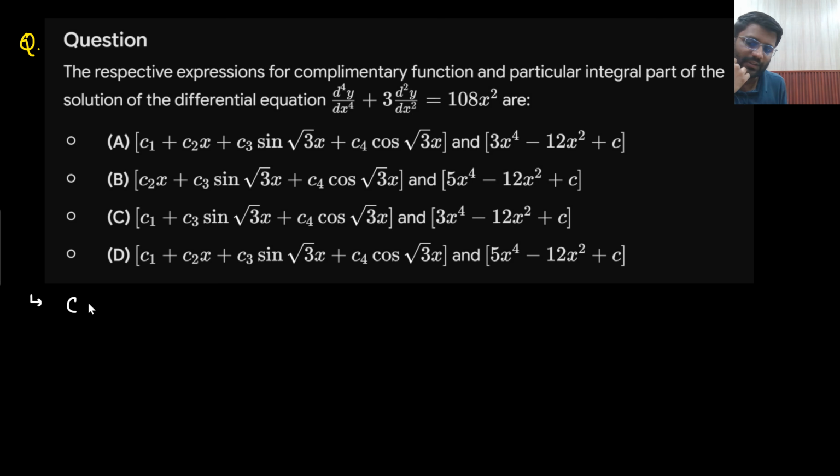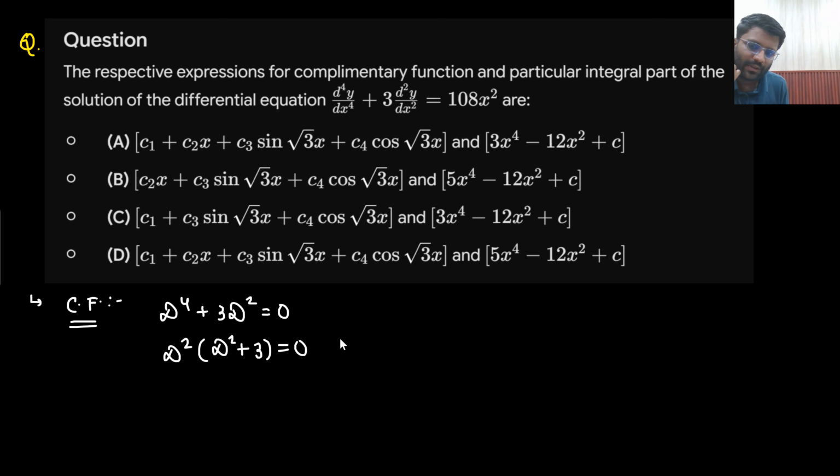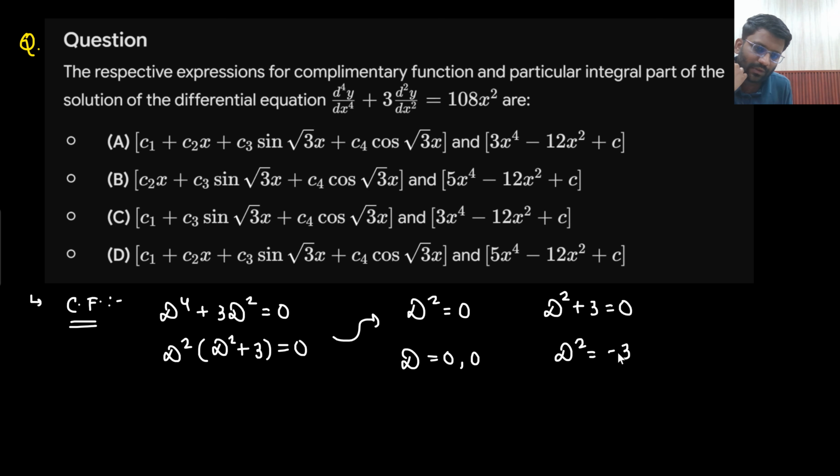So, sir, for the CF calculation, this part would go to 0. That means d to the power 4 plus 3d square equals 0. So, from here d square comes common, d square into d square plus 3 equals 0. So d square equals 0 and d square plus 3 equals 0. So, d equals 0, 0 and d square equals minus 3. So d you are getting as plus minus under root 3j, right? D square plus 3 equals 0, so D will be plus minus under root 3j.